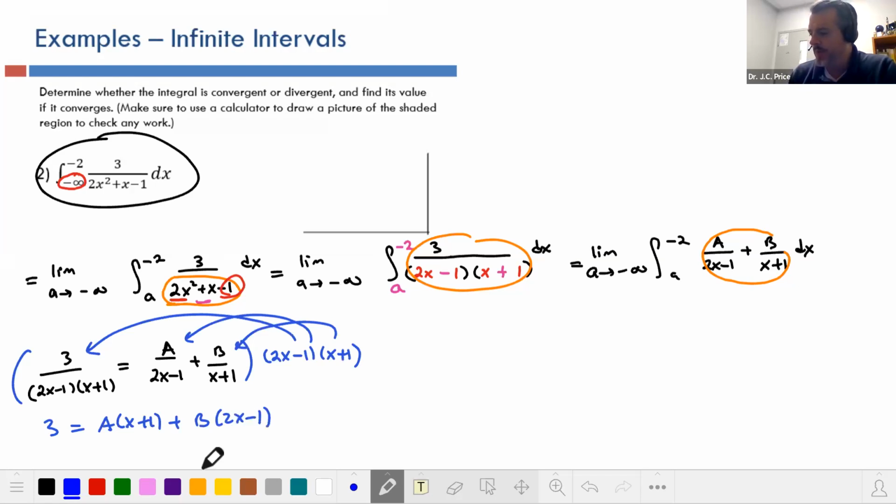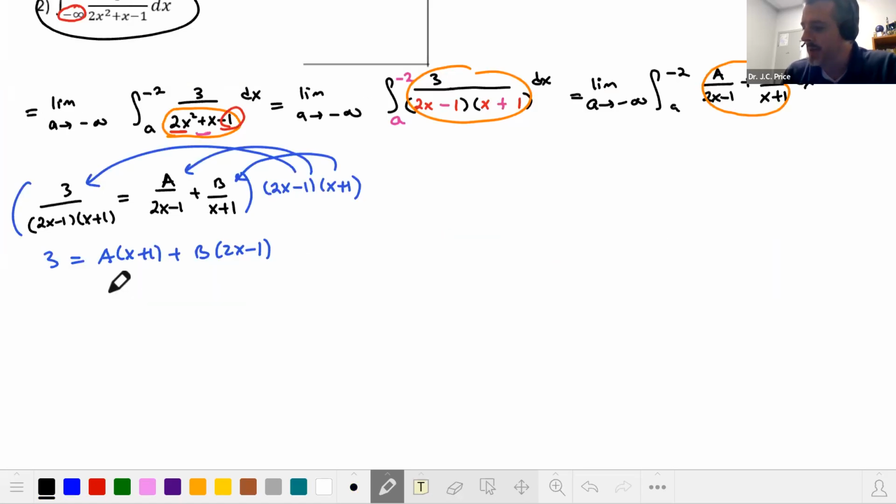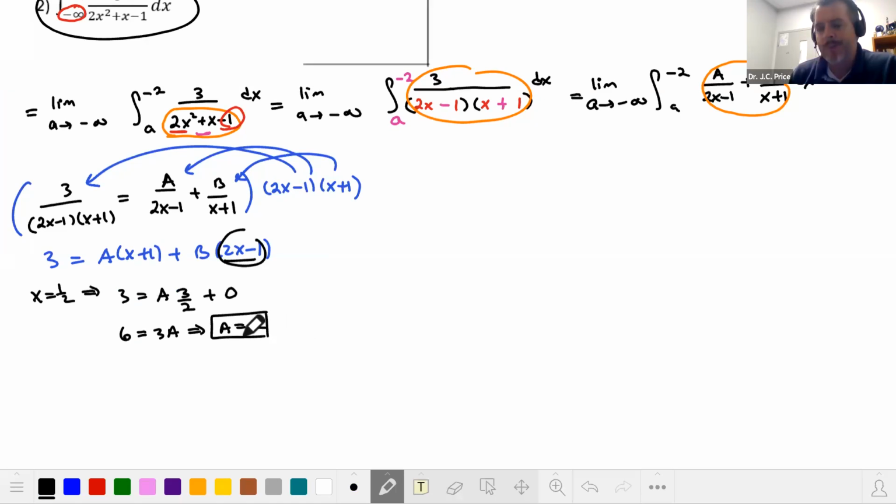Then I can choose numbers to plug in for x. Let's plug in x equals 1/2, because that's going to make that 0. That implies that 3 is equal to A times 3/2, since 1/2 plus 1 is 3/2, plus 0. Then I multiply both sides by 2, and I get 6 is equal to 3 times A. Dividing both sides by 3, this tells me that A is equal to 2.